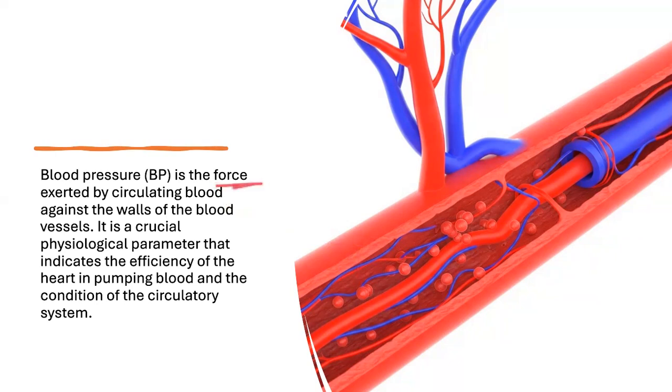So, that is the force exerted by the circulating blood against the walls of the blood vessels, that is blood pressure. And it's a very crucial parameter that indicates the efficiency of the heart in pumping blood, whether the heart is pumping properly or not. It is also a good indicator of the circulatory system.